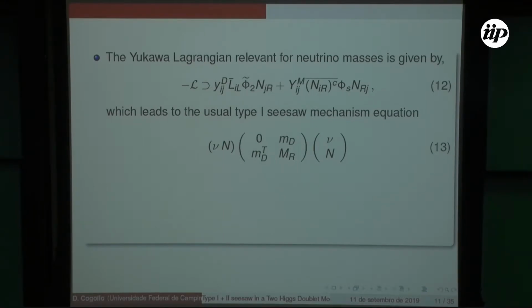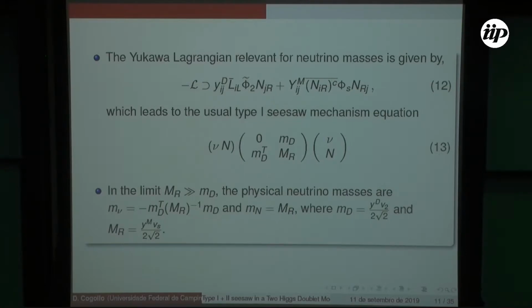The Yukawa Lagrangian relevant for the neutrino masses is given by this. This is the Lagrangian that generates masses for the neutrinos in the type one Seesaw. The first term generates the Dirac mass, and the second term generates Majorana mass terms for the right-handed neutrinos. And after the spontaneous symmetry breaking, we generate this mass matrix. This is the classical mass matrix for the type one Seesaw mechanism.